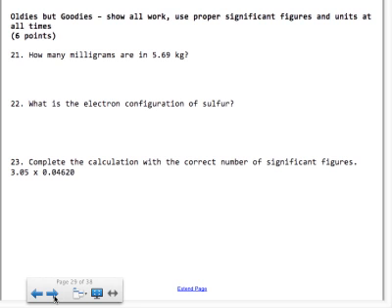Oldies but goodies: how many milligrams are in 5.69 kilograms? All right, so this is going to be a two-step conversion. Always start with the thing you're given. We're given 5.69 kilograms, so that goes on the top left, and we're going to have sort of the railroad tracks here. 5.69 goes over 1 kilogram on the bottom.